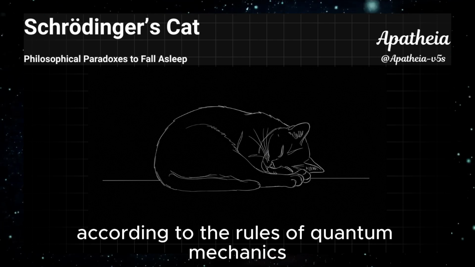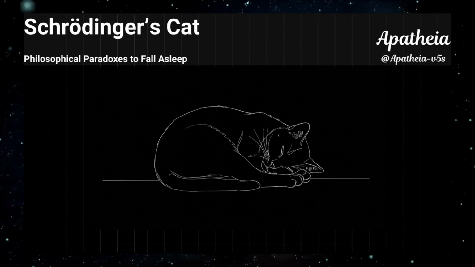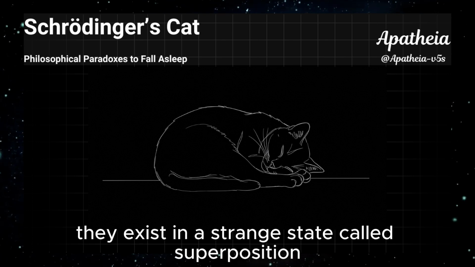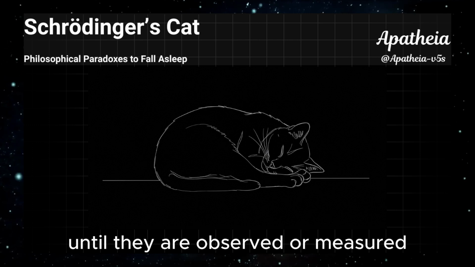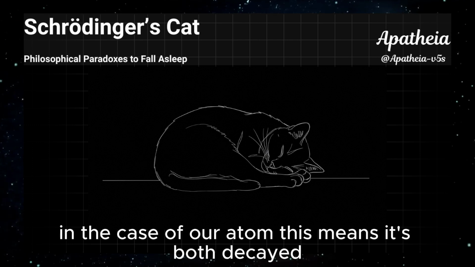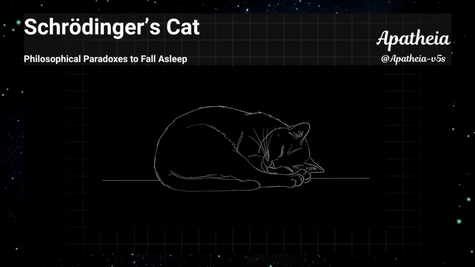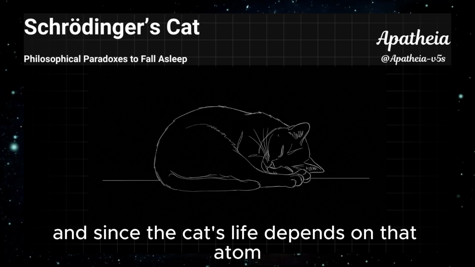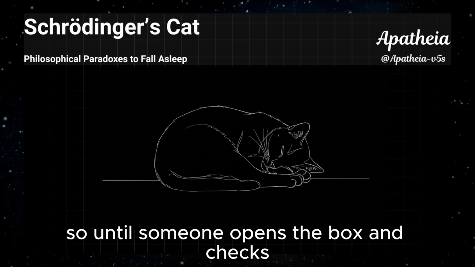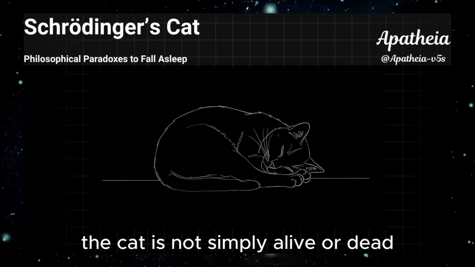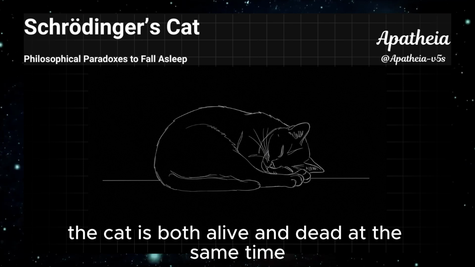According to the rules of quantum mechanics, subatomic particles like atoms don't behave in predictable, fixed ways. Instead, they exist in a strange state called superposition, where they can be in multiple states at once until they are observed or measured. In the case of our atom, this means it's both decayed and not decayed at the same time. And since the cat's life depends on that atom, the cat becomes tied to that uncertainty. So until someone opens the box and checks, the cat is not simply alive or dead. In a very real, very disturbing way, the cat is both alive and dead at the same time.